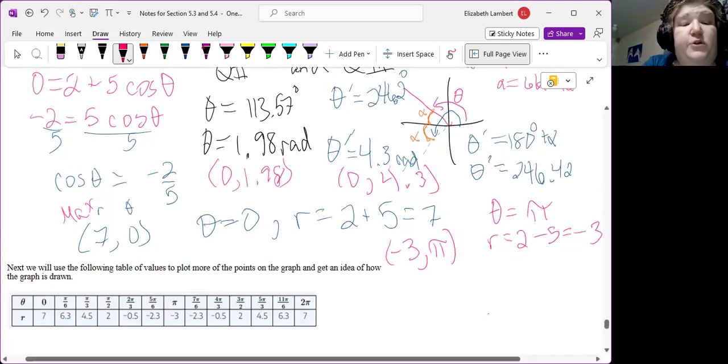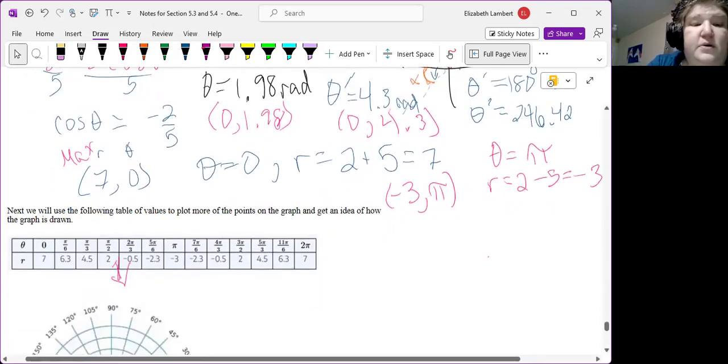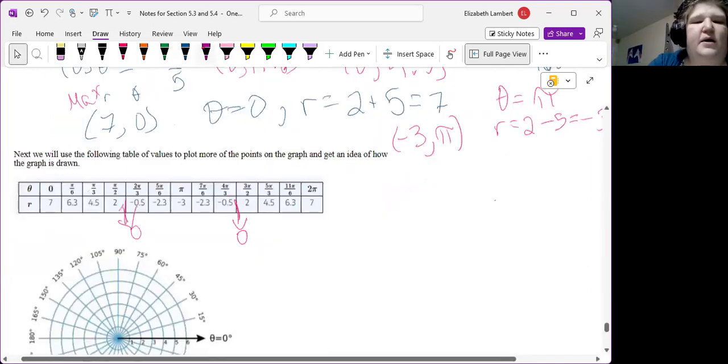But 2 pi over 3 is 120 degrees. And you can also see the radius goes from 2 to a negative number. So there's a 0 there. And then over here, there's a 0 there.